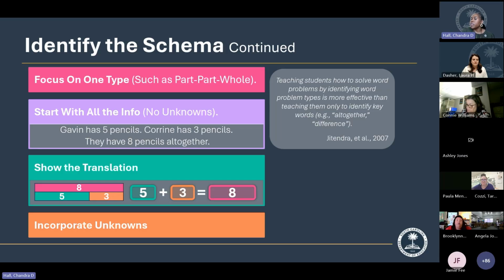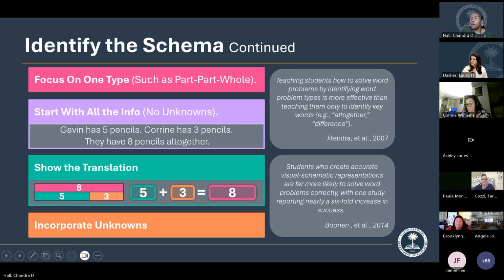Okay. Teaching students how to solve word problems by identifying word problem types is more effective than teaching them only to identify keywords such as altogether or difference. Students who create accurate visual schematic representations are far more likely to solve word problems correctly, with one study reporting nearly a 6-fold increase in success when they had a visual to go along with it. Okay. Power of visuals.